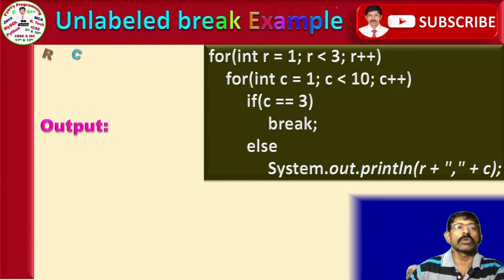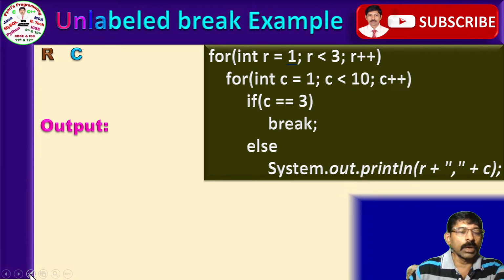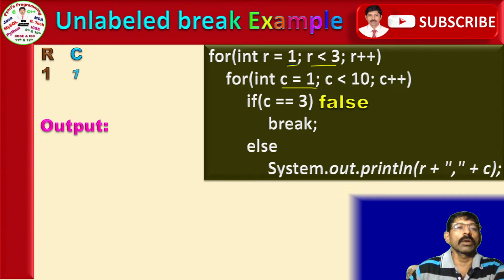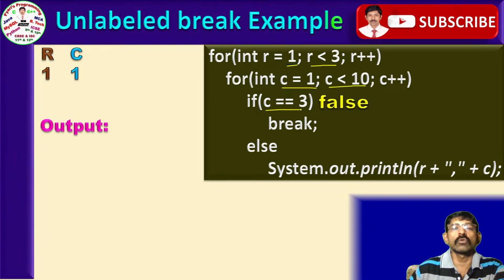How does it execute? R and C. R is initially 1. Let me change the color so that you can see quite clearly. R is 1. 1 is less than 3. True. It will get inside. C will become 1. You can see from here, C is 1. C is less than 10. True. Then get inside. C is equals to 1. False. So that's why it will not execute the break statement.